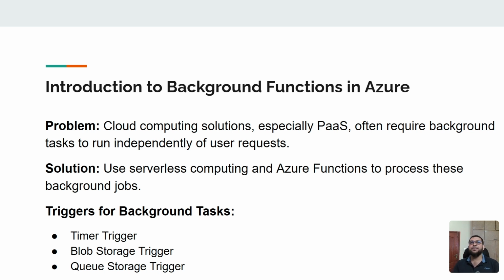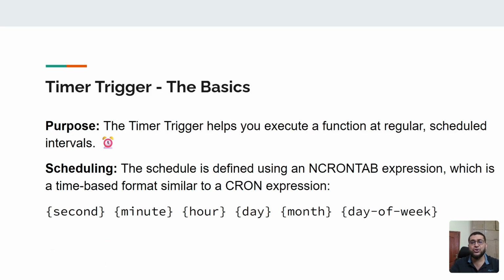So we have different types of background tasks. For example, we have timer trigger, blob storage trigger, and queue storage trigger. In this session, we will discuss these three background tasks. The first one is the timer trigger. So why do we need the timer trigger? The timer trigger helps us execute a function at a regular scheduled interval.